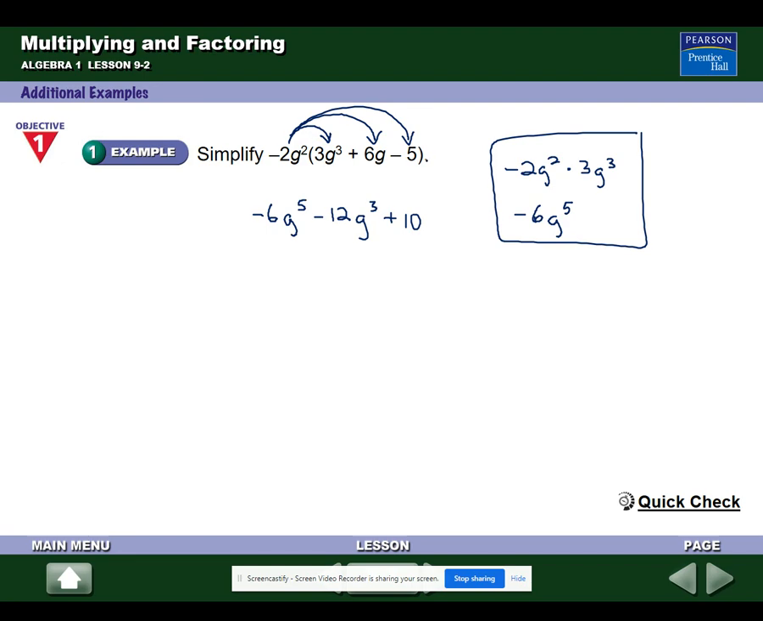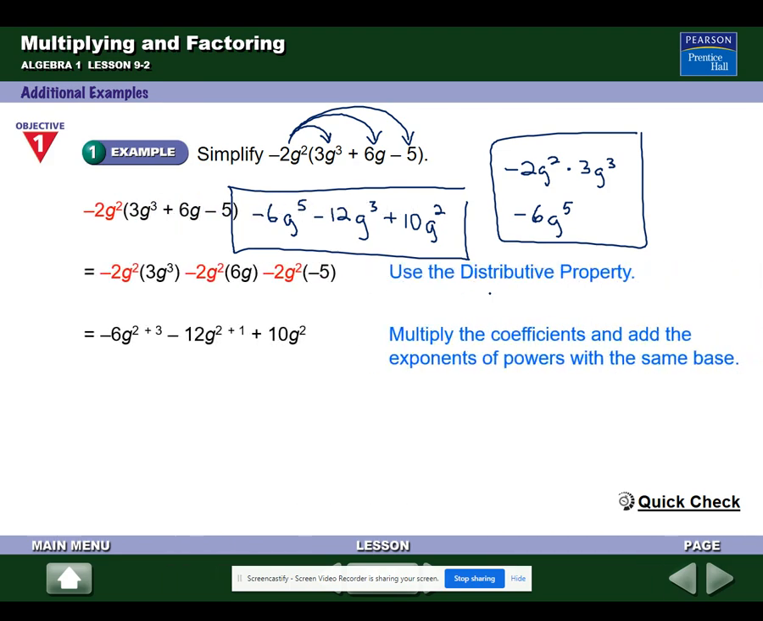2 times 5 is 10. And g squared times what is essentially g to the 0. g to the 0 is 1. So really it's just g squared times 1. We get g squared. And this would be your simplified answer: negative 6g to the fifth minus 12g to the third plus 10g squared.